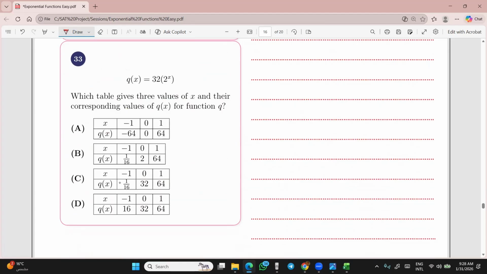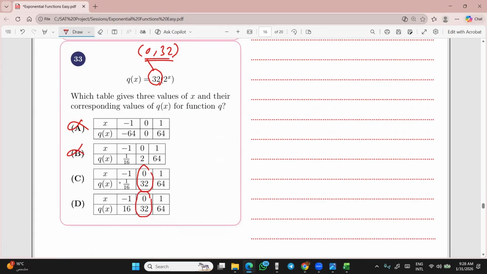33, we have a table. How to find the table that is suitable for this equation? We can think about the y-intercept. Whenever you have 0, we have to write 0 with 32. So search in the tables to find this point. 0 and 32, this is not correct. This is 0 and 0. This is 0 and 2. This is 0 and 32, or this is 0 and 32. So we can eliminate this and this. So this should be 0 and 32.